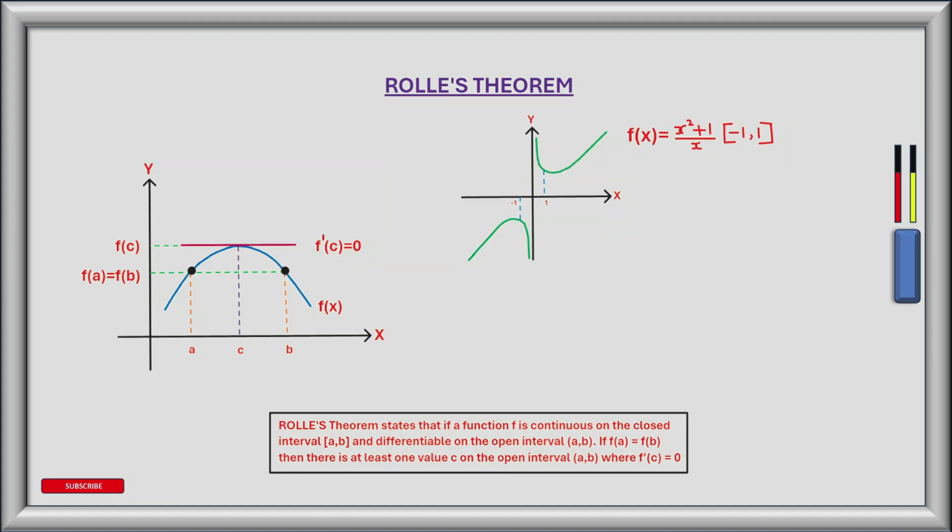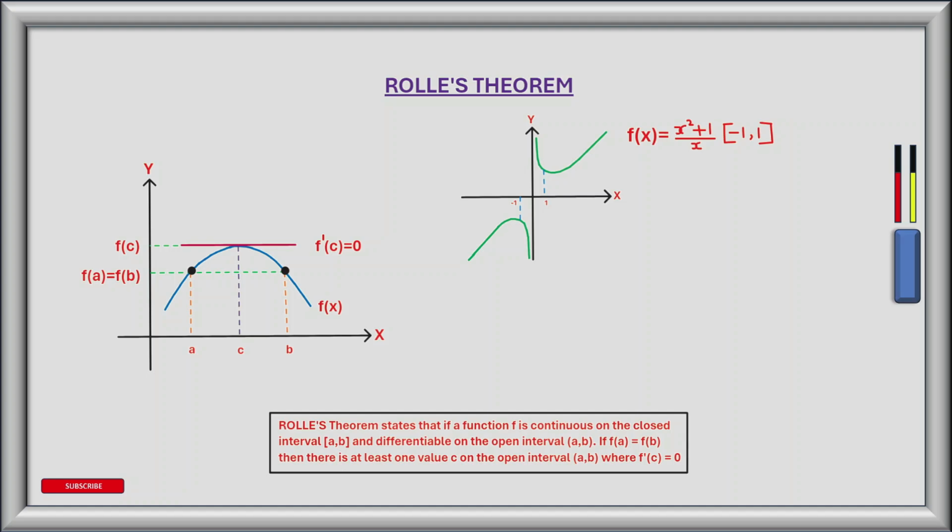Now let's take a look at this function f(x) and see why Rolle's theorem does not apply. The function (x² + 1)/x is defined on the closed interval -1 to 1. So let's apply the tests for Rolle's theorem. The first test is that the function must be continuous across the closed interval. So the closed interval here is -1 to 1. Within that interval, we have 0.